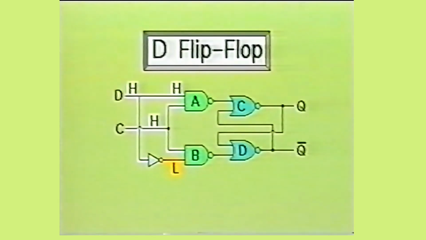When the data input is high and the clock input swings high, it places two highs at the input of NAND gate A and a high and a low at the inputs of NAND gate B. Notice the high was switched by the inverter at the input of gate B. Since gate A is a NAND gate and it has two highs at its inputs, we know that it will produce a low at its output.